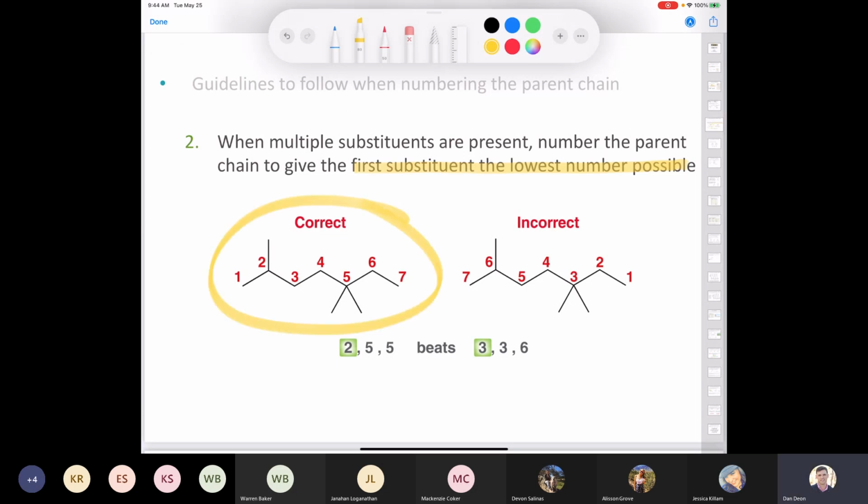This is correct over here, right? We have our longest carbon chain. It's got 7 carbons. We've got a methyl group at carbon 2. And we have 2 of them at carbon 5. So the first one is at carbon 2. If you look over here where it's incorrect, the first substituents are both at carbon 3. And then we have another one over at carbon 6.